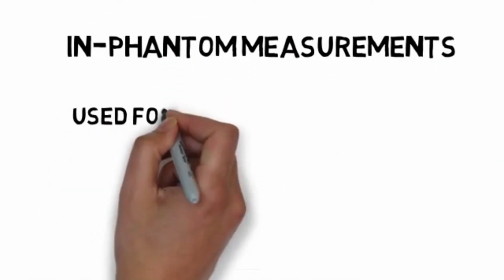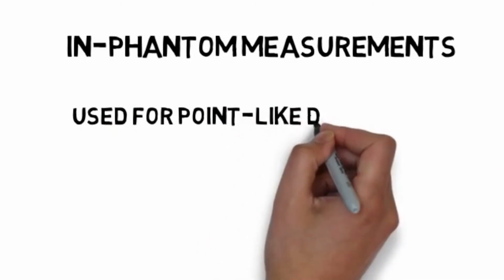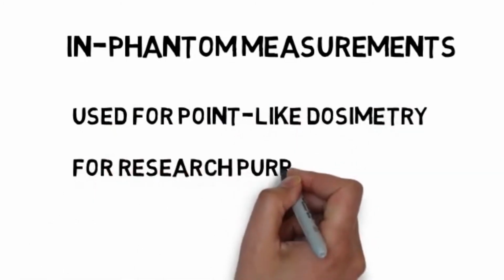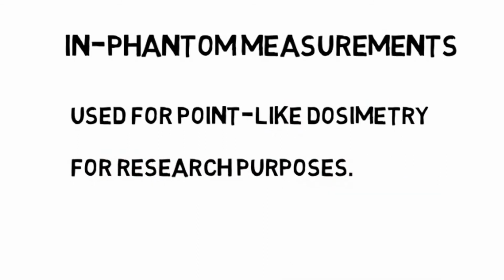For in-phantom measurements, small-sized luminescence detectors are used for point dosimetry in dosimetric phantoms. TLDs in the clinical environment are almost used for research purposes only, because in routine clinical work, manual installation and readout of large numbers of detectors need a lab and are time-consuming.